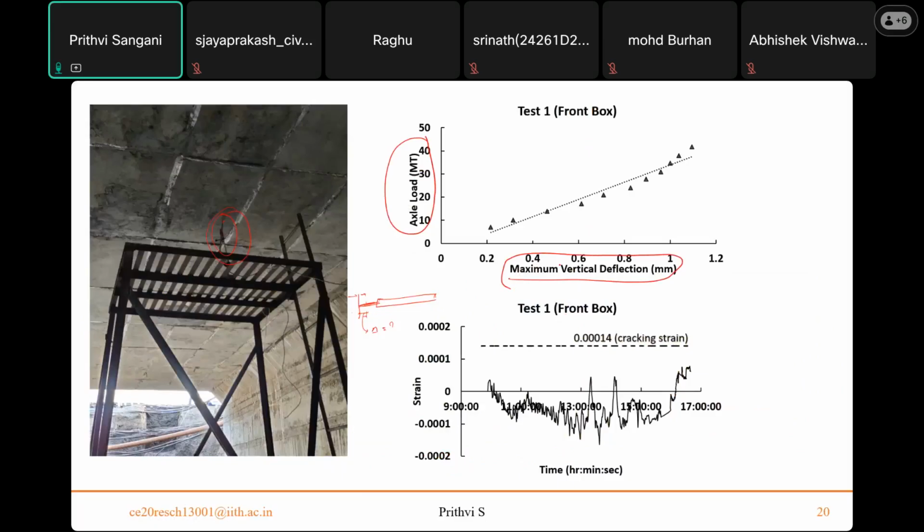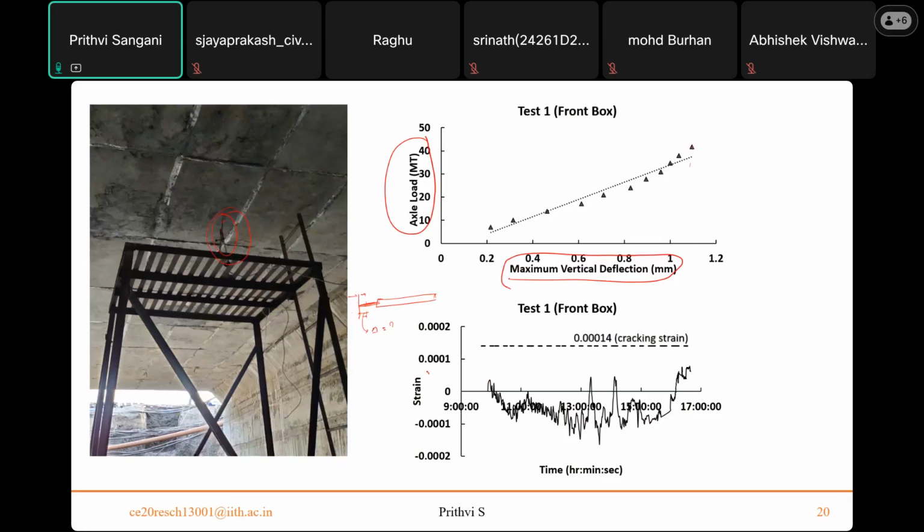When we kept on loading it, these triangular markers show my actual data points. You see, when we kept loading it slightly, the displacement also increased, and it only increased up to 1 mm. 1 mm is hardly L by, I think it is about a 4000 span, so it's L by 4000 or something, which is very much under the serviceability limit.